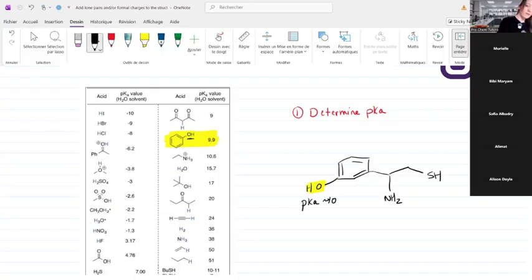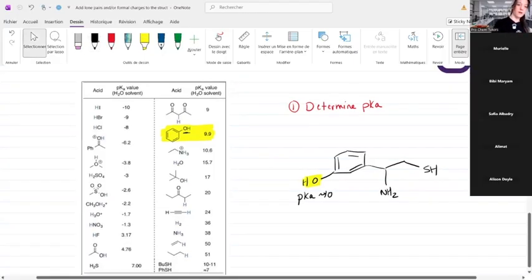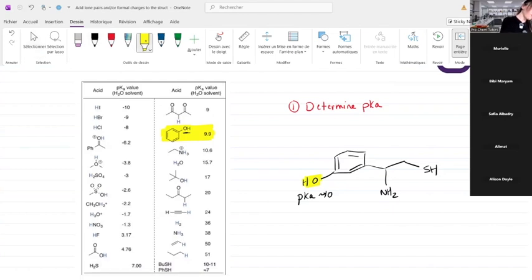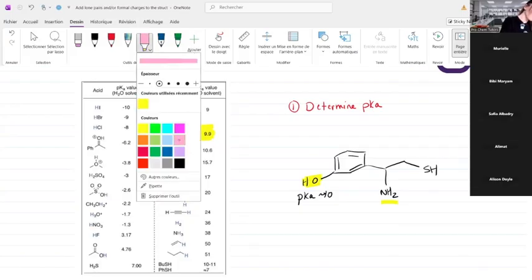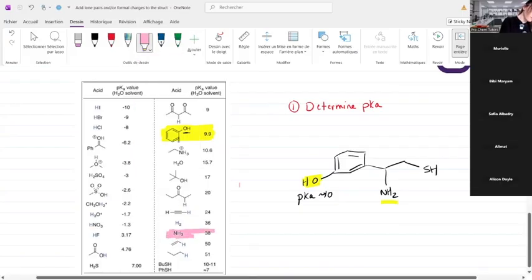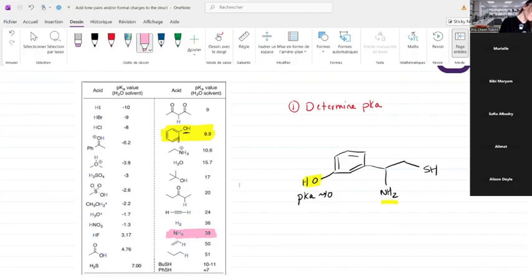Now if we look at the amine here, look at your pKa table and find amine. Here it is. The pKa of that NH bond is 38, so I'm going to write pKa around 38. And finally, we have the thiol at the end there. Here is butanethiol. It's pretty similar, an alkyl thiol, which is what we want, since we have an alkyl group here. So we're going to write here, pKa is around 10.5.